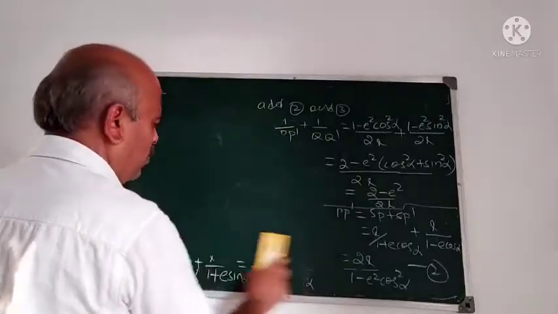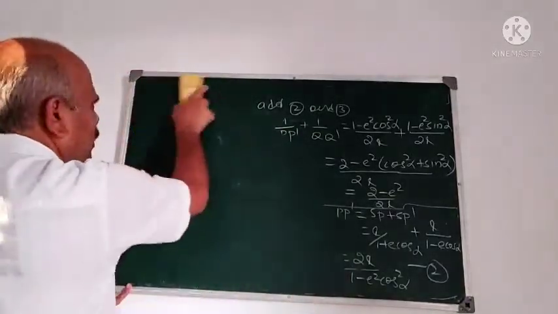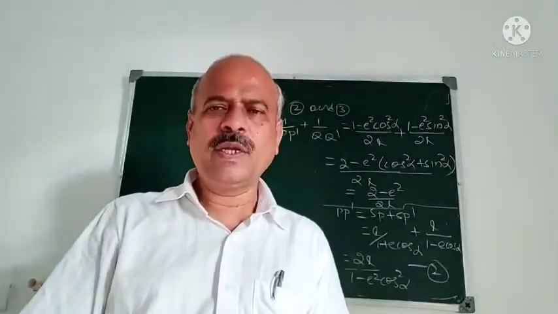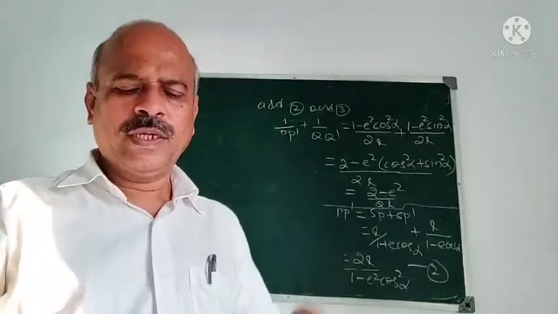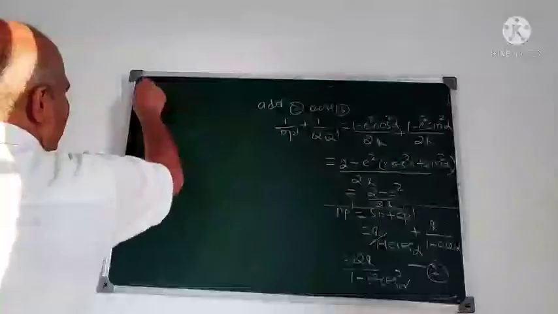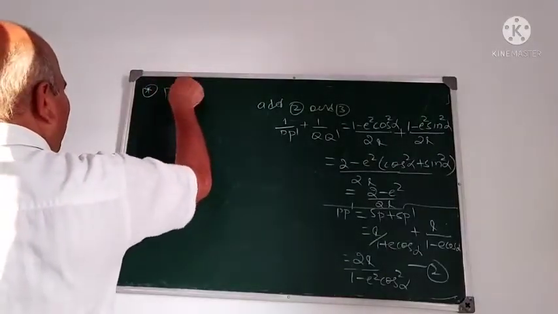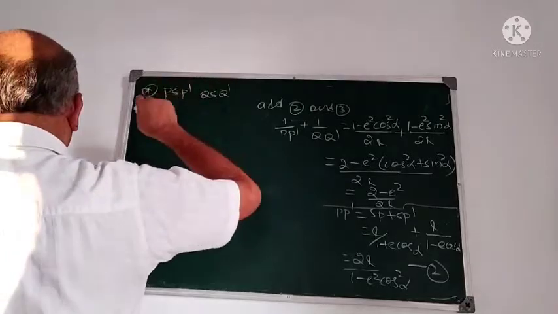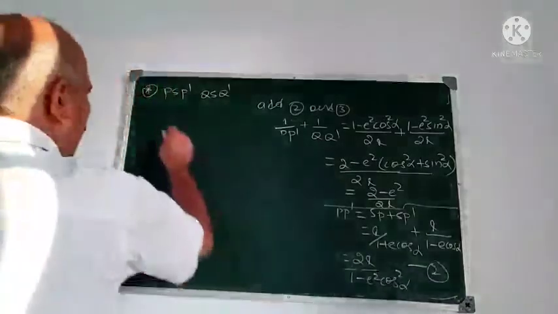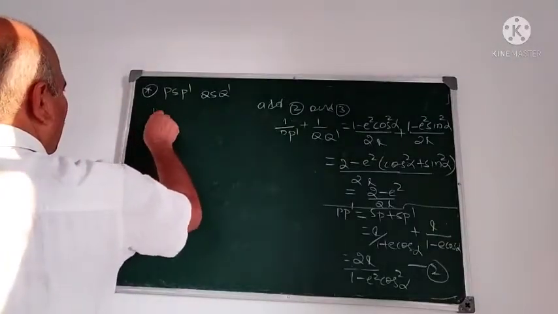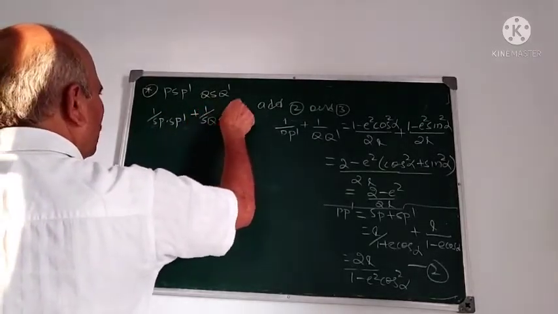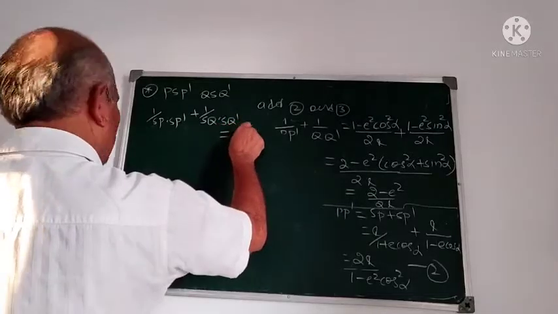These are some standard problems. I think the solution is quite straightforward, and I hope all of you followed the solution also. I take one more problem here. It is based on the previous one only, therefore I continue here. Take this next example: if PSP dash, QSQ dash are two perpendicular focal chords of a conic, prove that 1 upon SP into SP dash plus 1 upon SQ into SQ dash is constant.